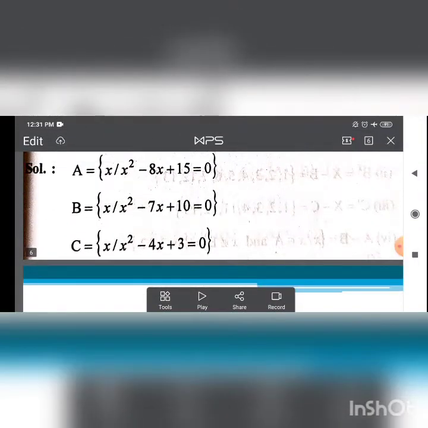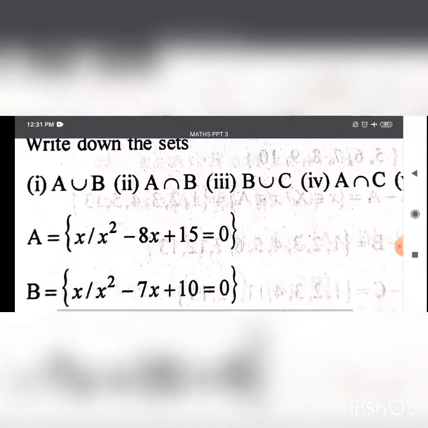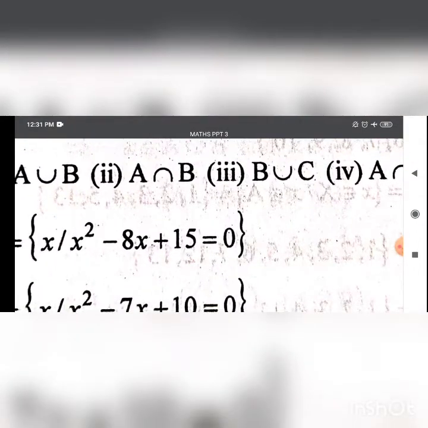Okay. Second, what we have to find? A intersection B. Okay. So here is a printing mistake. A intersection B means what? Common element. Only common element to both the set A and B. So in the set A and B, what is the common element? Is 5. So A intersection B will be 5.